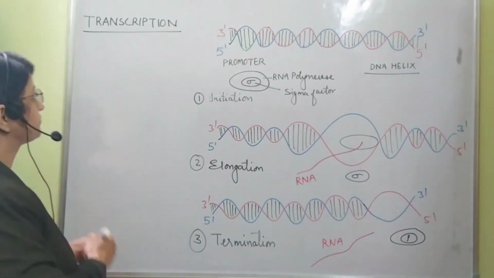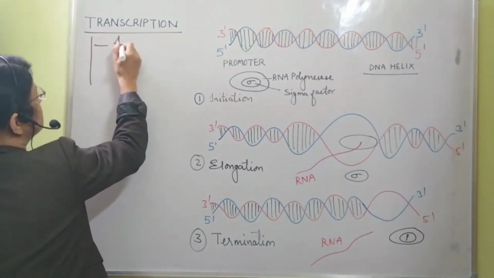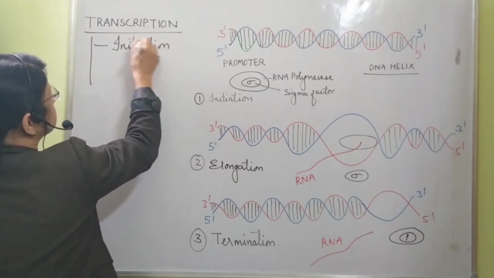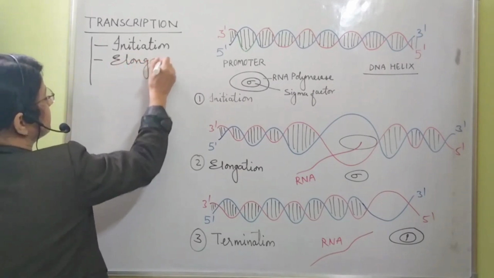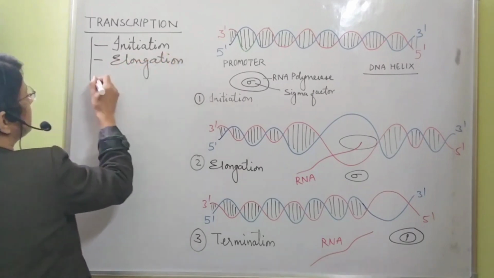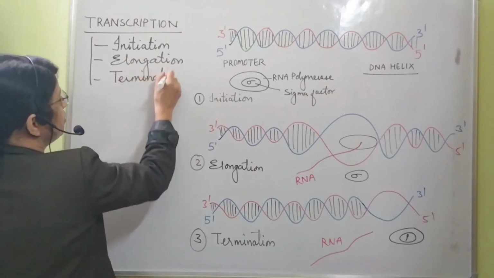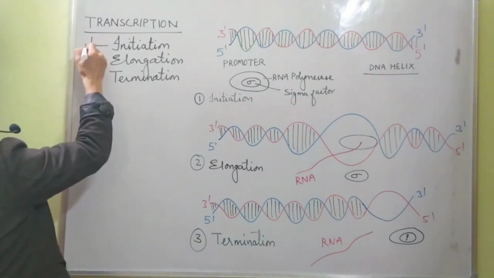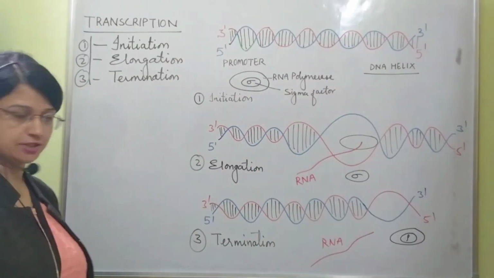So the three important steps are, first is initiation, second is elongation, and the third one is termination. So the three important steps of transcription are initiation, elongation and termination.